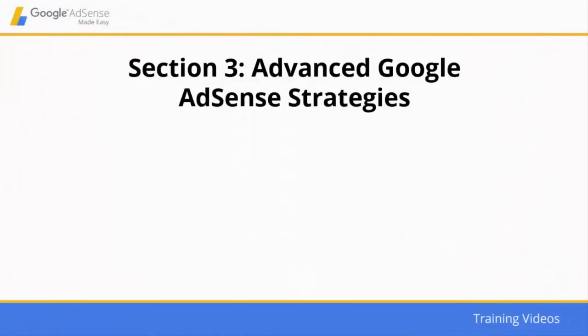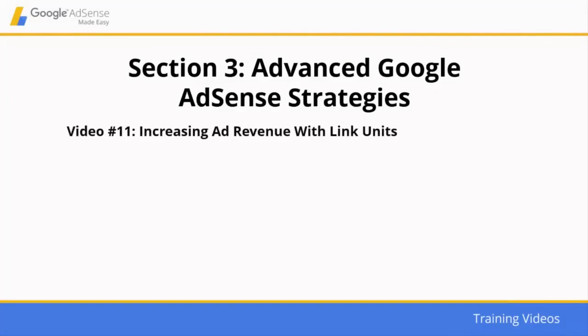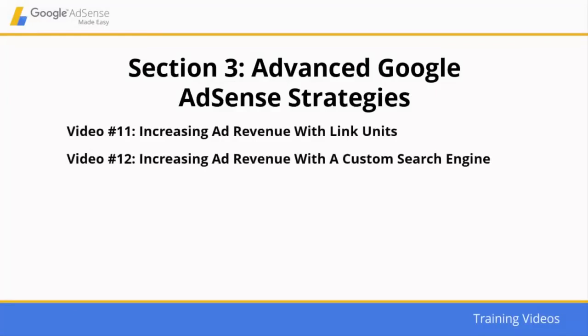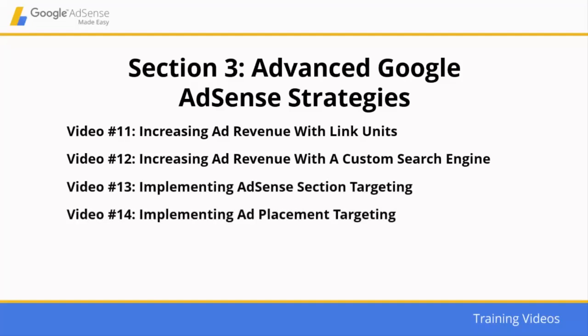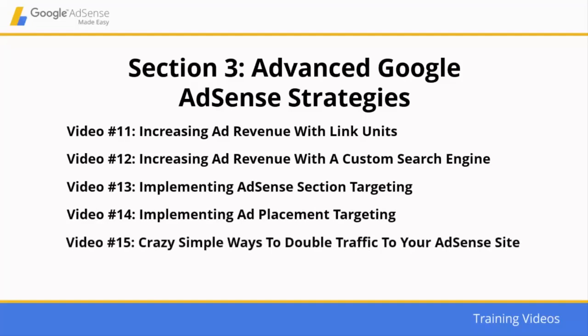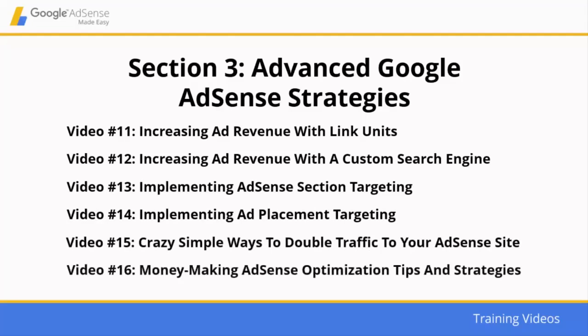Section 3. Advanced Google AdSense Strategies. In videos 11 through 16, we'll talk about increasing ad revenue with link units, increasing ad revenue with a custom search engine, implementing AdSense section targeting, implementing ad placement targeting, crazy simple ways to double traffic to your AdSense site, money-making AdSense optimization tips and strategies.